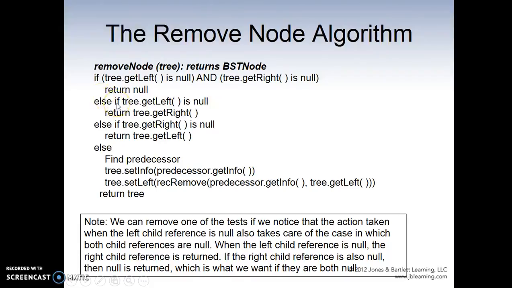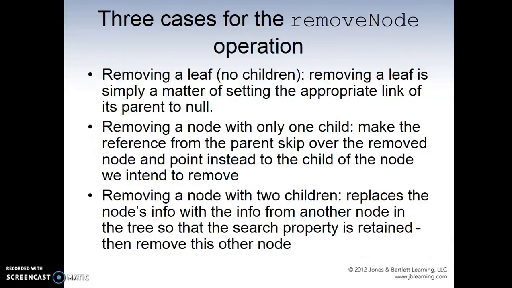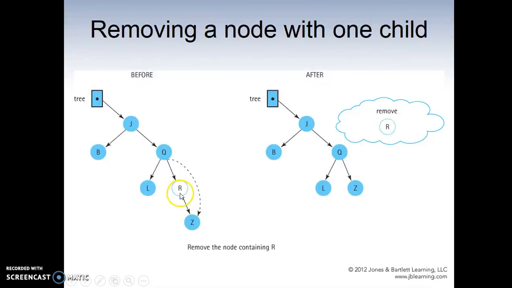Else, look at the second scenario: removing a node with only one child. Make the reference from the parent skip over the removed node and point instead to the child of the node we intend to remove. That scenario is shown here. We try to remove R, which has one child. So we have to make the link that points to the removed node point to the child of the removed node. So now Q is pointing to Z.